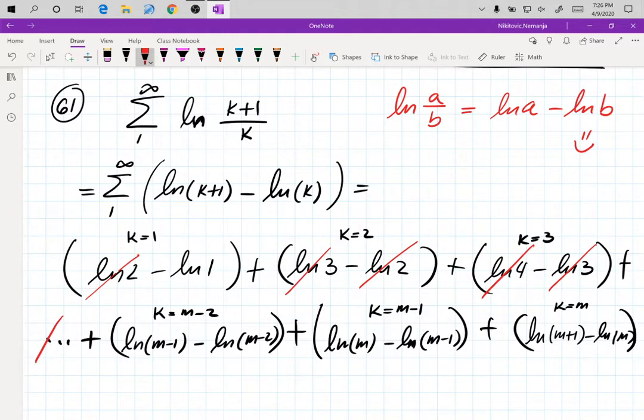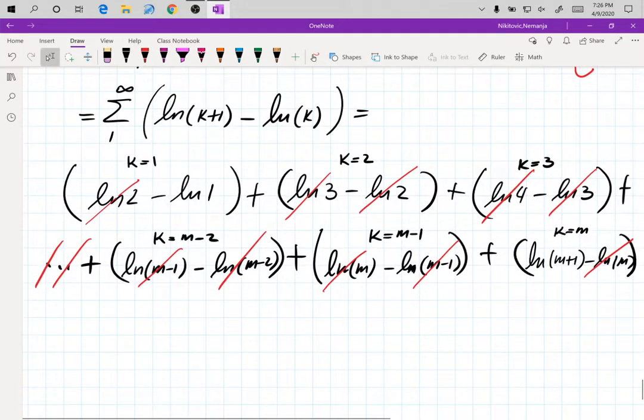Now, tail end, start from the right, go left. So ln of m is gone. ln of m minus 1 is gone. Here is your parenthesis that cancels both. That means this one will cancel in there. And we are left with two terms.